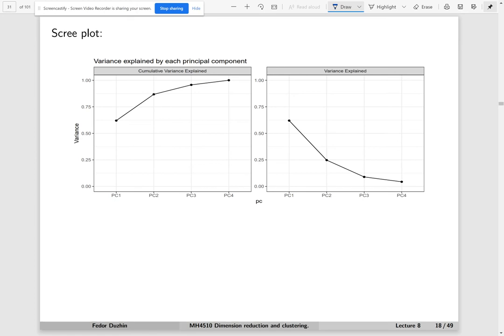Either we show the cumulative variance explained by these principal components, or the variance explained by every individual principal component. If it is cumulative, then it's going to grow. If it is the variance explained by a single component, it is going to decrease. Principal components are always sorted so that every next one explains less variance than the previous one. And together they always explain all the variance in the data.